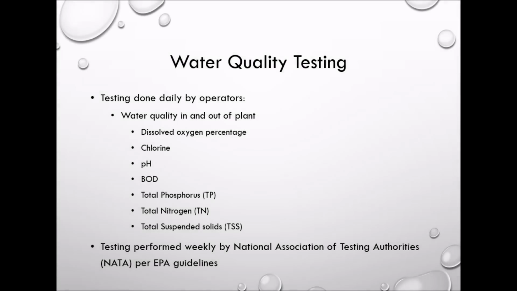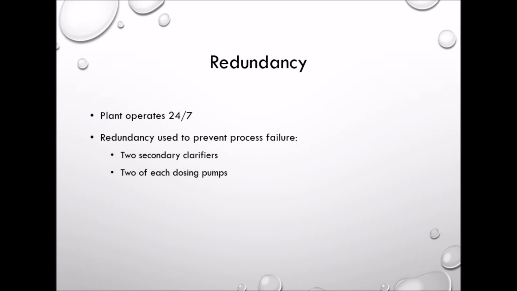The wastewater and effluent water quality is tested daily by operators for DO, chlorine, pH, BOD, TP, TN, and TSS. The water quality is also tested weekly by the National Association of Testing Authorities per the EPA guidelines. The plant runs 24 hours a day all year round and is currently running at capacity and cannot afford any downtime. To prevent process failure, redundancy is used.